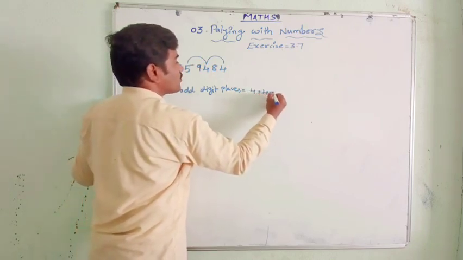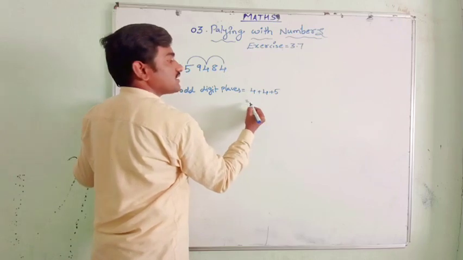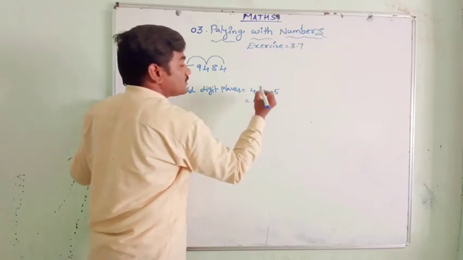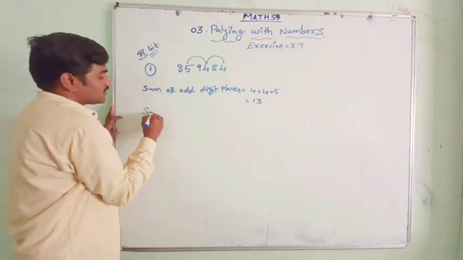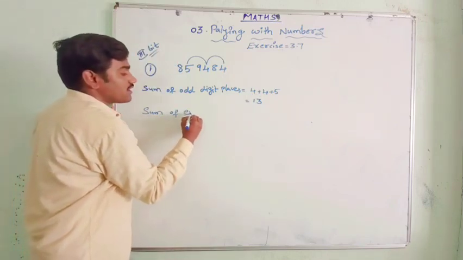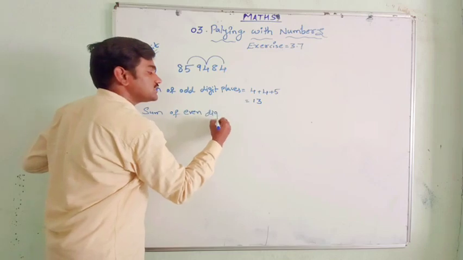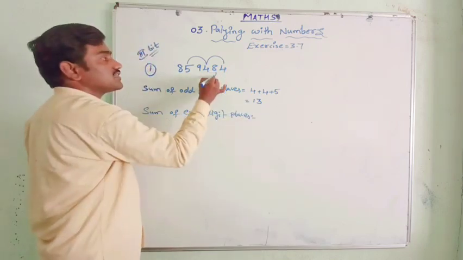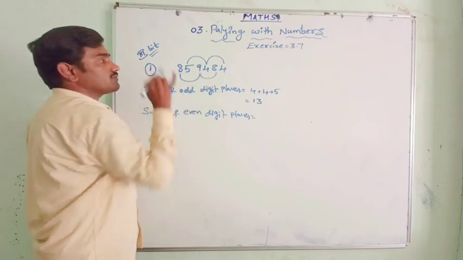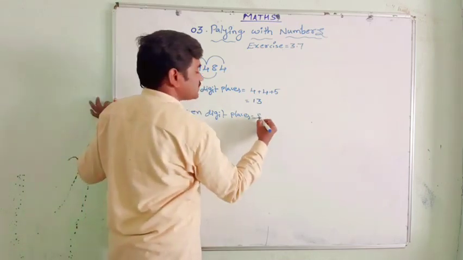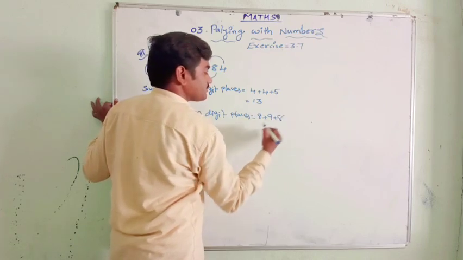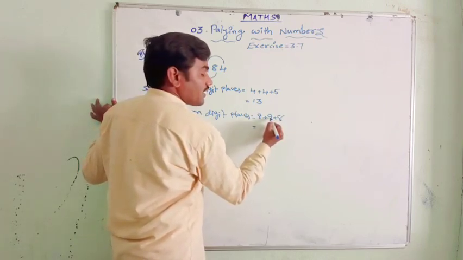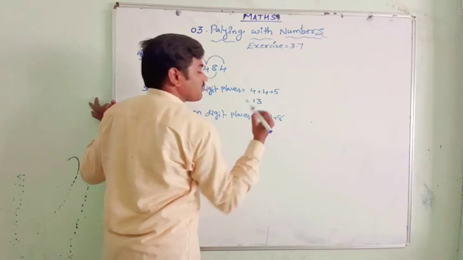4, 4, 5. What do you get as the sum here? 4 plus 4 is 8, 8 plus 5 is 13. Now, the sum of even digit places. The even digit places are these: 8, 9 and 8. 8 plus 8 is 16, 16 plus 9 is 25.